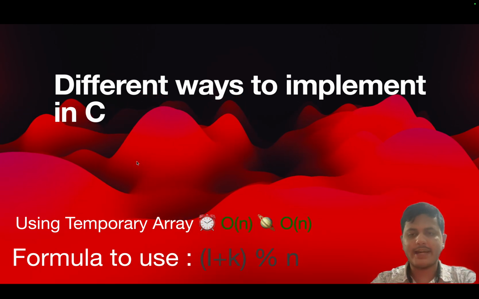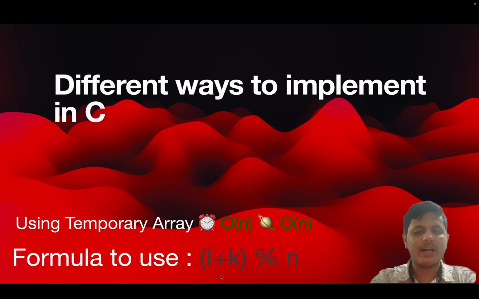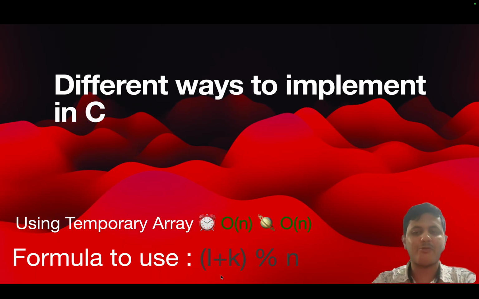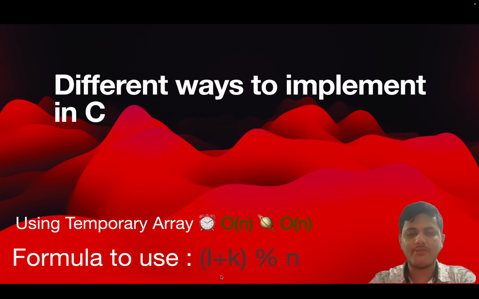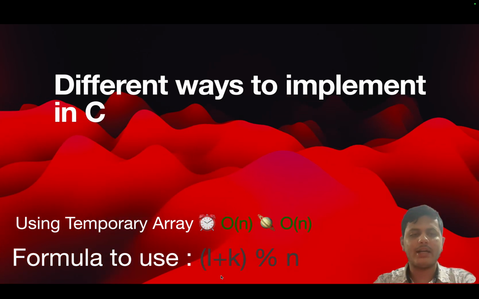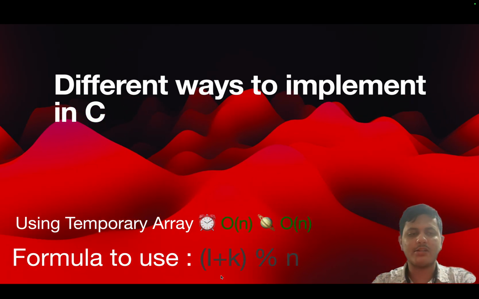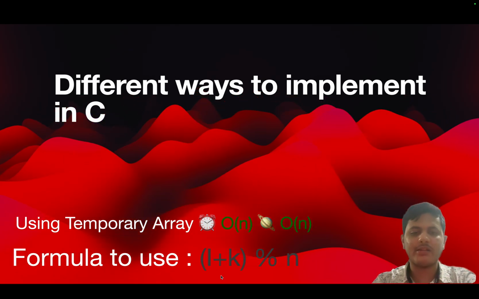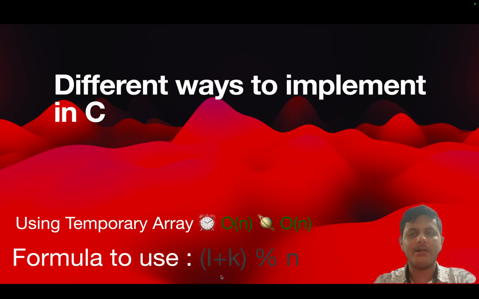So in this algorithm, we will be using this formula to find the index places where we have to put the element. Basically, in this formula, we can see that i represents the index of the element, k represents the number of rotations desired by the user, and n represents the number of elements in the array.